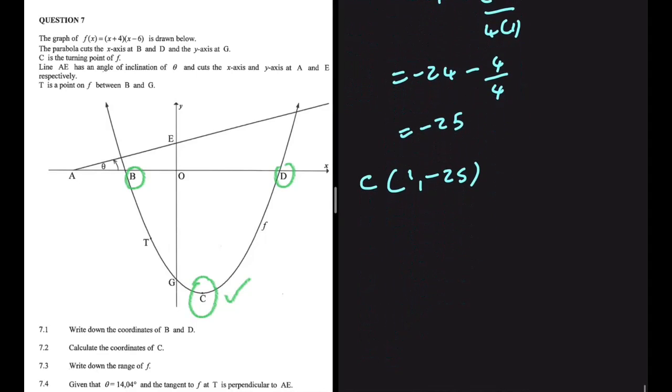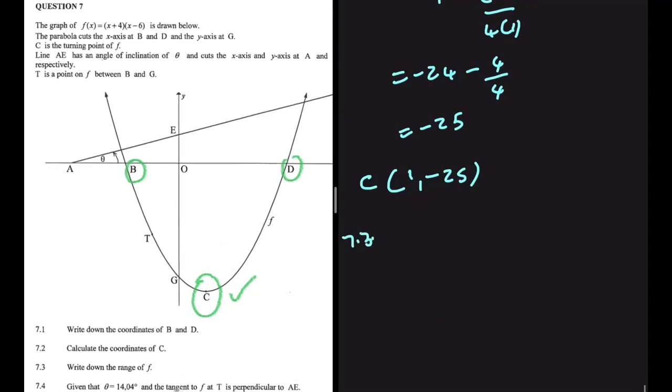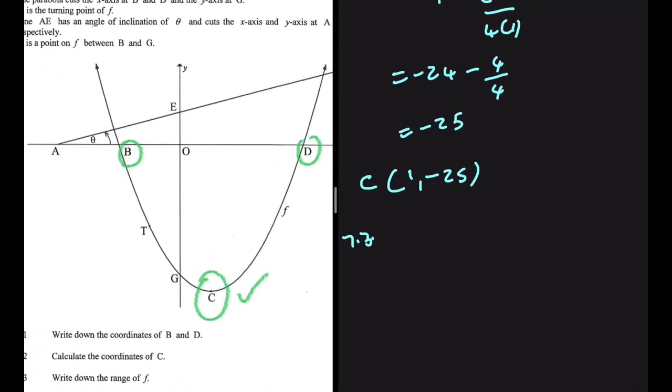Let's go ahead and do 7.3. In 7.3, we're looking for the range of f. F is concave up. If f is concave up, then the range will be given by y is greater than or equal to y at the turning point. But we know that y at the turning point is minus 25. So y is greater than or equal to minus 25. Just like that, we've answered 7.3.